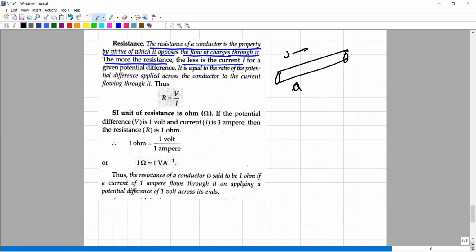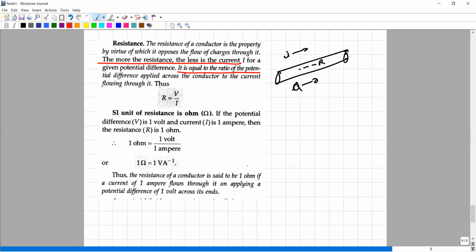So the charges are flowing, and the resistance is going to cause the charges to lose their energy while they are moving through. Obviously, resistance does not mean it will stop the charges from flowing. It will allow the charges to flow. Now, the more resistance, the less is current. Very simple. If resistance is very high, current will be less. High resistance would mean it will allow less amount of charge to flow per unit time.